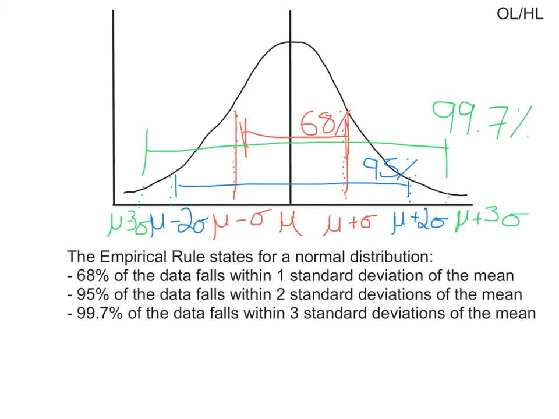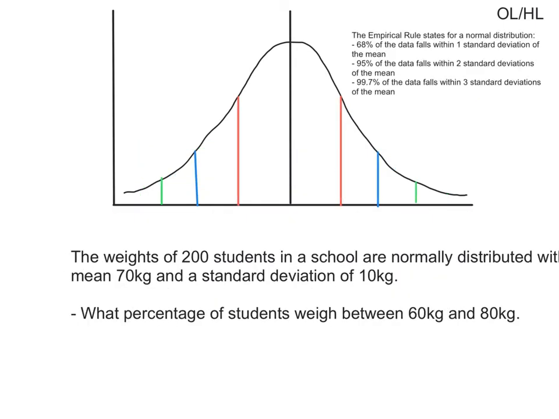Now let's look at some empirical rule questions. The question states that the weights of 200 students in a school are normally distributed, with mean 70 kilos and a standard deviation of 10 kilos. What percentage of students weigh between 60 and 80 kilos? We are going to use the empirical rule to solve this question.